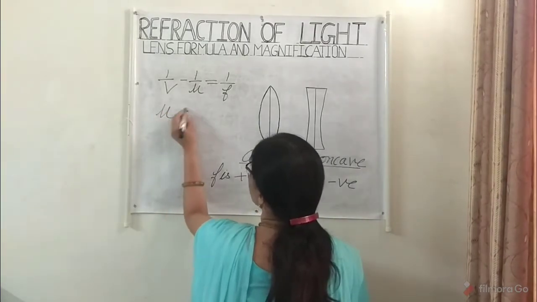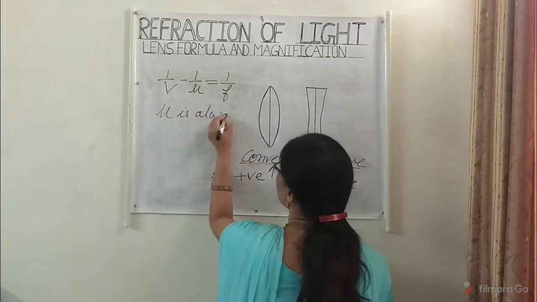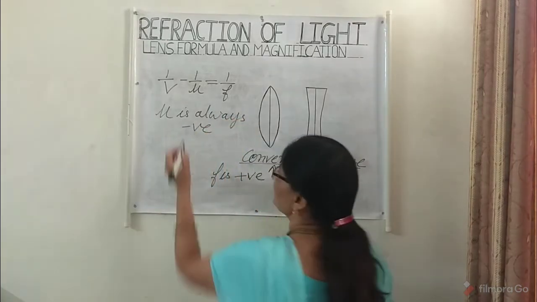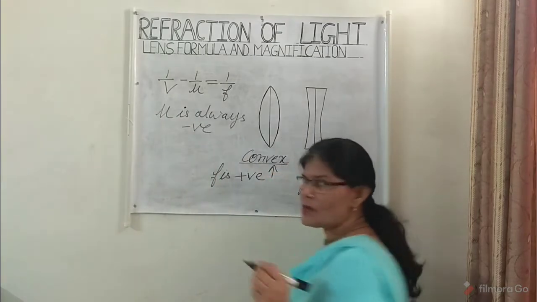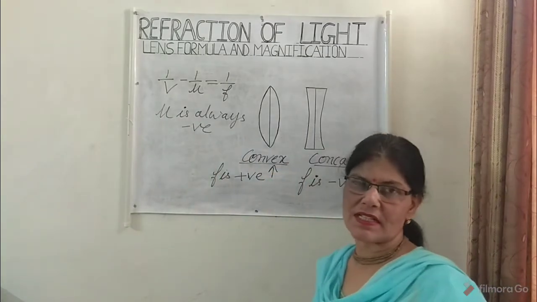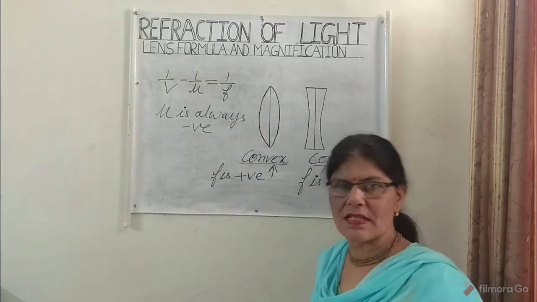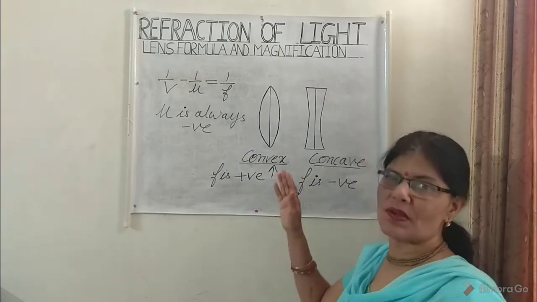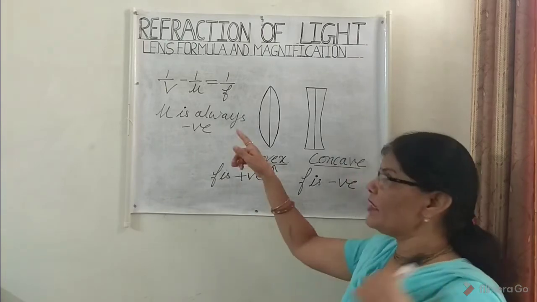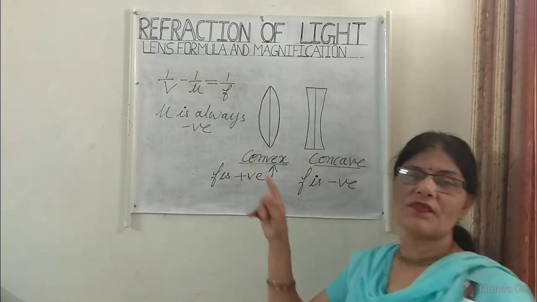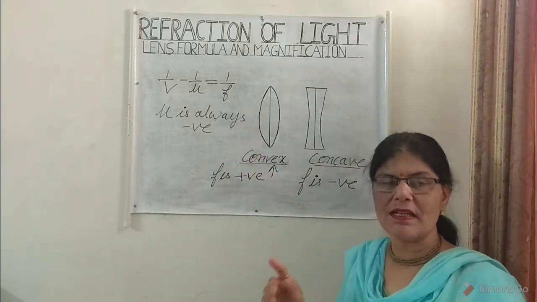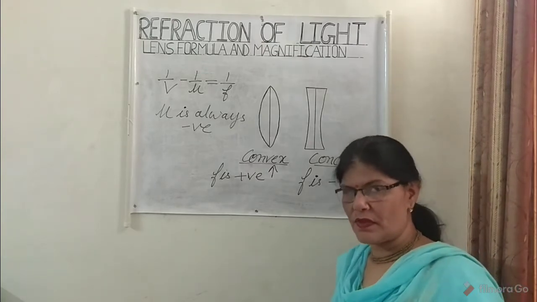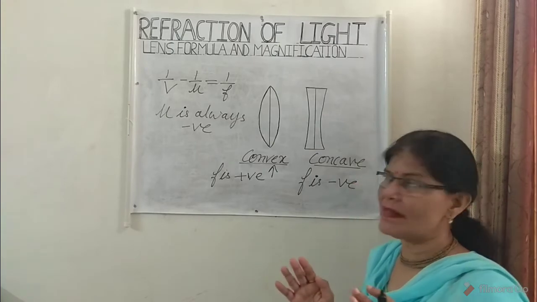u is always negative because we consider that the object is always on the left hand side of the mirror or lens. So u is always negative. v is the distance of the image from the optical center. It depends upon the case. v may be positive, v may be negative. Okay, so this is about the lens formula.